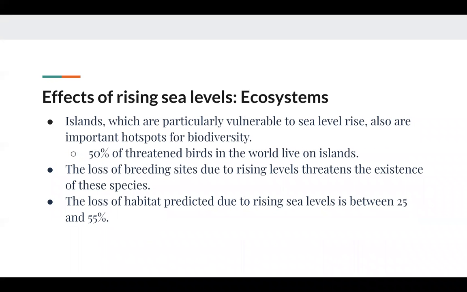How do rising sea levels affect our ecosystems? Islands which are particularly vulnerable to sea level rise are also important hotspots for biodiversity. 50% of threatened birds in the world live on islands. The loss of breeding sites due to rising levels threatens the existence of these species. The loss of habitat predicted due to rising sea levels is between 25 and 55%.